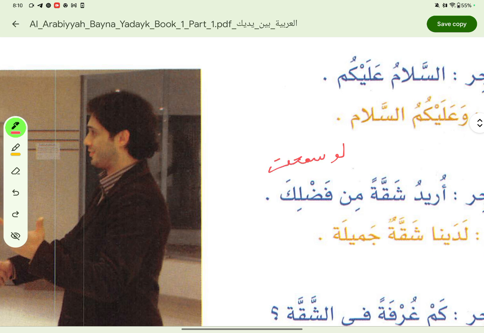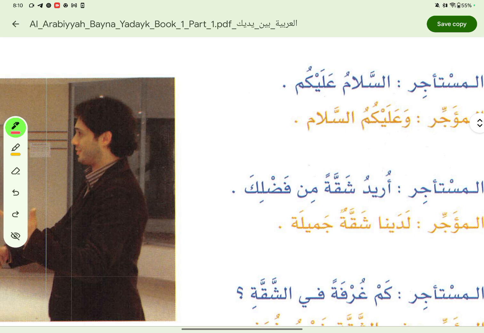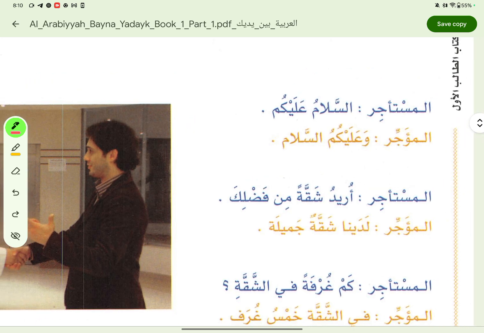Alright. Law samaht, which is a very common way to say please in Saudiya. Min fadlik is also known, it's common, not as common as min fadlik. So we have here لدينا. So again, أريد means I want. Again, look at the hamza, the alif and the hamza there in the beginning. أريد شقة من فضلك. Okay.